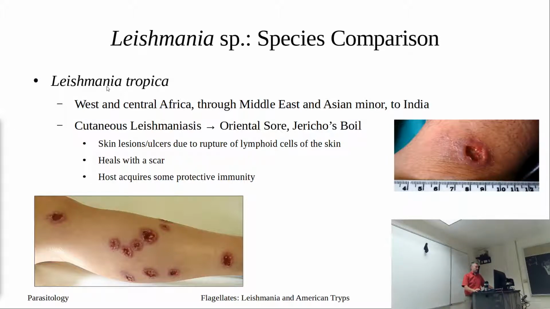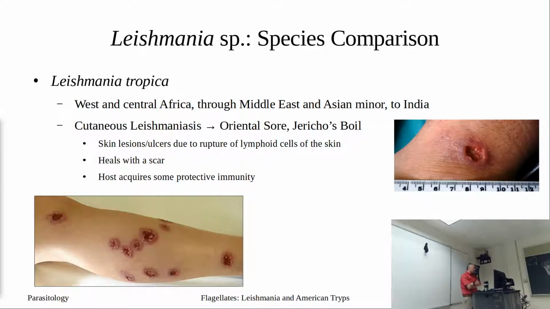But anyways, Leishmania tropica, cutaneous form of leishmaniasis. We're infecting the lymphoid cells of the skin, and when we damage them, we will actually cause the skin to open up and exhibit an open wound. All right. This cutaneous form of leishmaniasis has taken on several different names. It's been called oriental sore, if you think about Asia Minor and India, as well as Jericho's boil. So cutaneous leishmaniasis has taken on two different names.